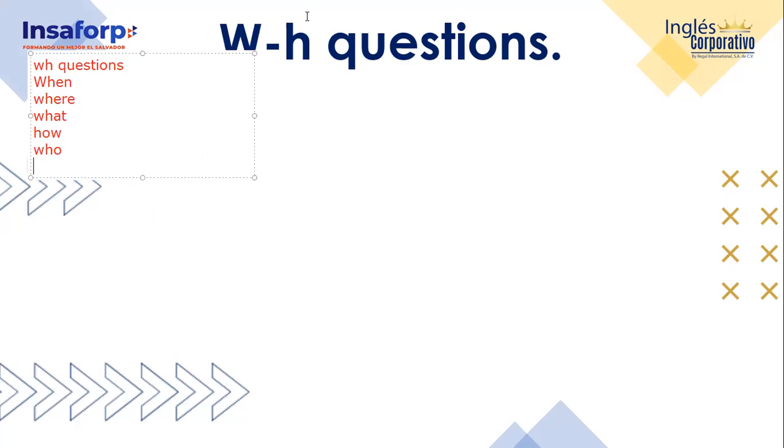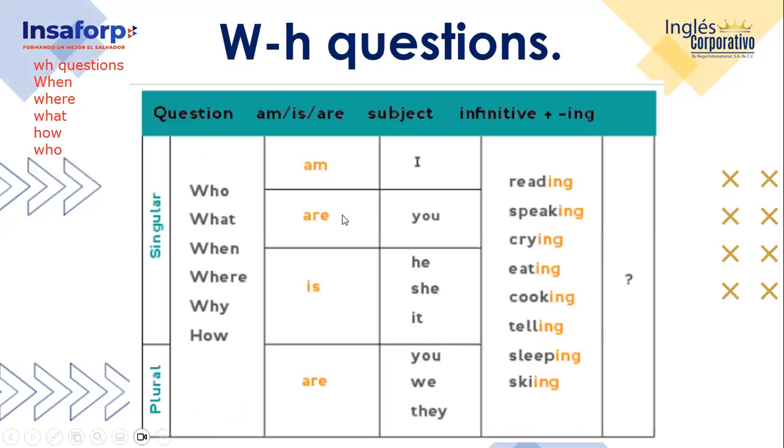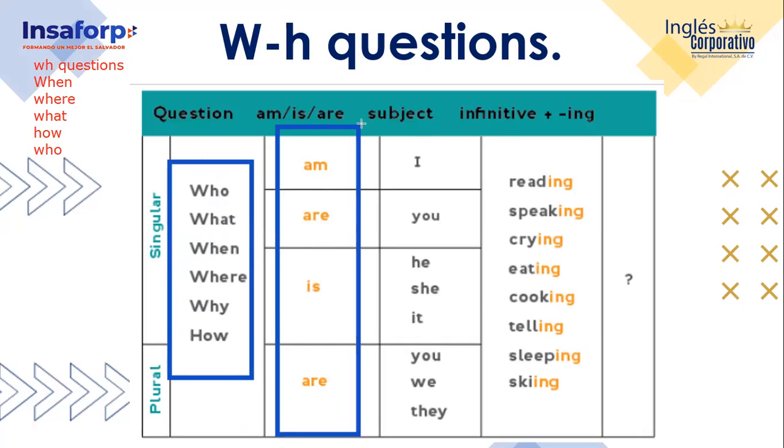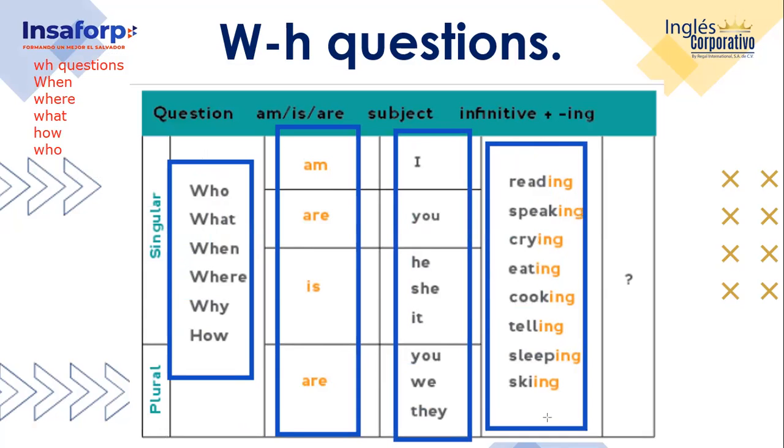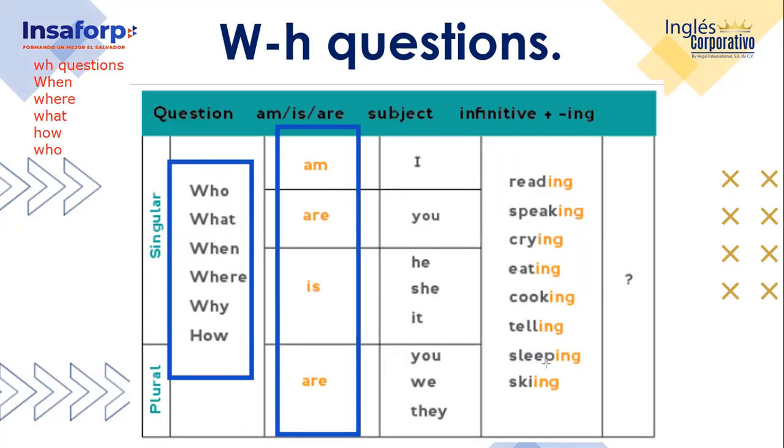So today we're going to learn the order, right? Vamos a aprender el orden de cómo crear las WH questions. And here we have it. Super easy to use and to create. So first of all, as you can see, we have the WH question. Then we have the verb to be. Then we have the subject. And then we have the verb with ing. Okay? Super easy to create.